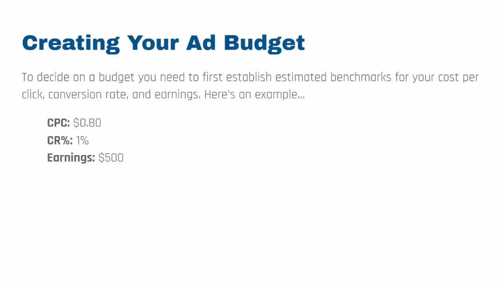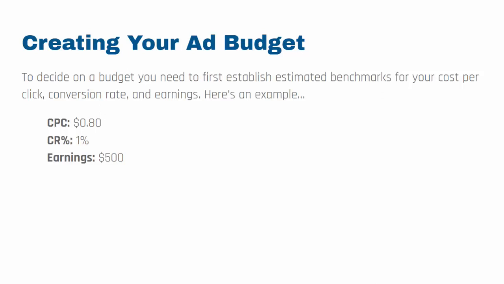And then creating your ad budget. To decide on an ad budget, you need to first establish estimated benchmarks for your cost per click, conversion rate, and earnings. For example, inside of Facebook, most people can get 80-cent clicks, most people can get a 1% conversion rate, and your earnings would be calculated by taking all the products in your funnel, adding them up as if somebody had come through and bought everything.